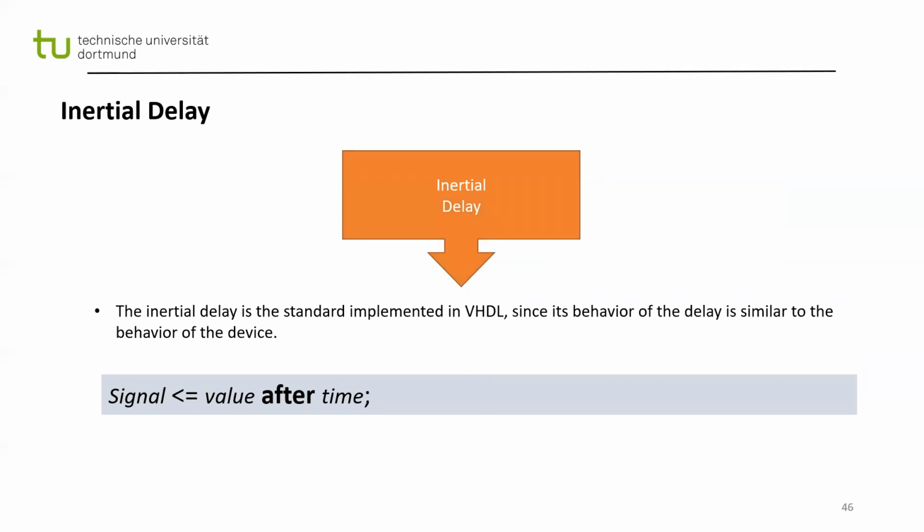The inertial delay, on the other hand, is the standard implemented in VHDL, since its delay behavior is similar to the behavior of the device. And this is how you do a signal value after time. So basically, you have your signal, which takes the value, but only after a period of time. Once again, this can be nanoseconds, milliseconds, seconds, picoseconds, and whatever.